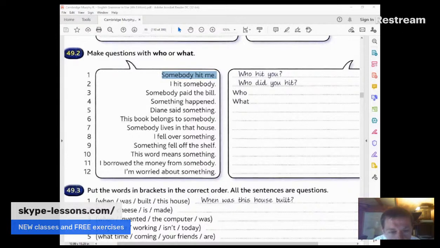Okay, and then I'm worried about something. Something here is the object of the preposition "about." Again, you can expect to see that at the end of the sentence. And so what are you worried about? And that's passive. It's present simple. That's where we've got the auxiliary verb "are," you, then past participle "worried," and then you have the preposition at the end. What are you worried about?